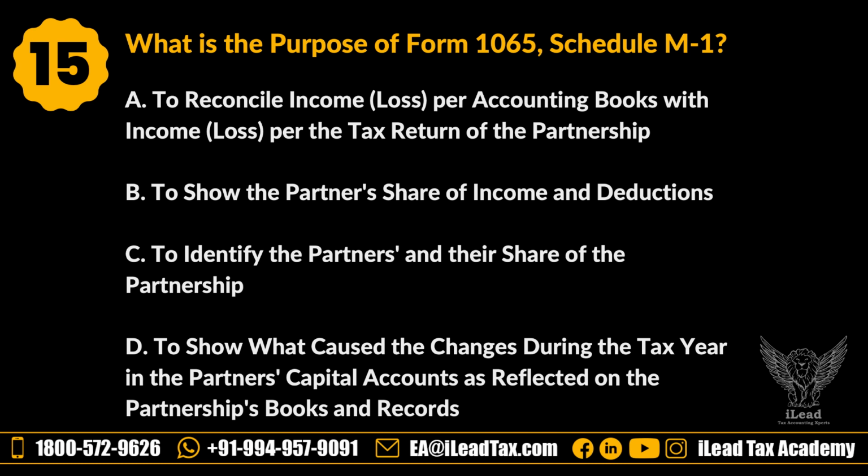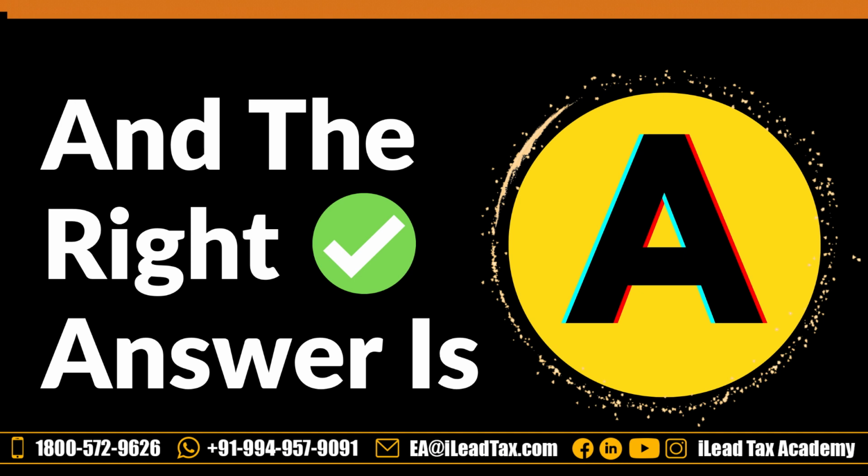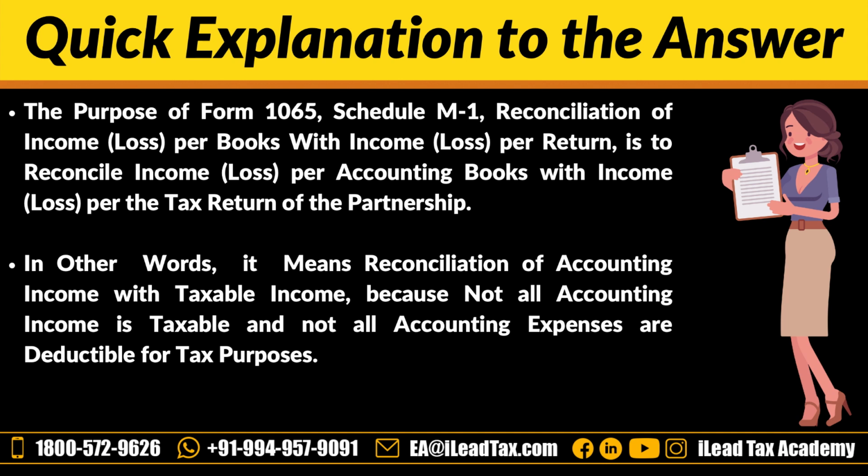Let's see the answer. The answer is A. Let's see why it is A. So here, to reconcile income or loss per accounting books with income or loss per the tax return of the partnership, this statement is true. The main purpose of Form 1065 Schedule M-1 is to reconcile the income or loss reported on the partnership's accounting books with the income or loss reported on the partnership's tax return. So it helps ensure consistency and accuracy between the financial statements and the tax return. Let's go to the next question.